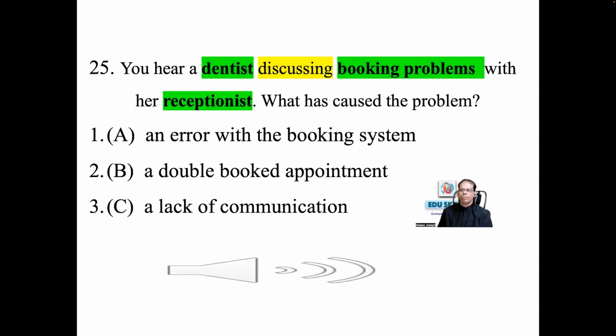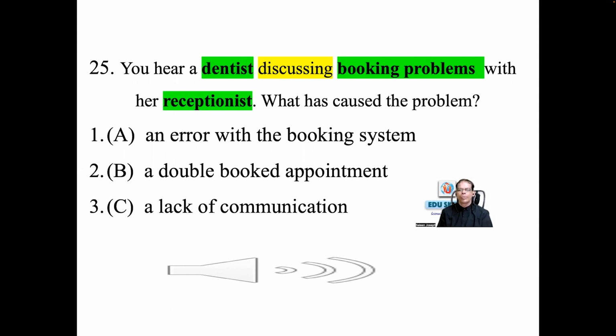What has caused the problem? Means they are asking for a cause. What is the problem? Booking problems or registration problems. As I said, we have poor attendance or registration for the OET Zoom session. Here, what has caused the problem? That's the question. So you have to find out a cause.